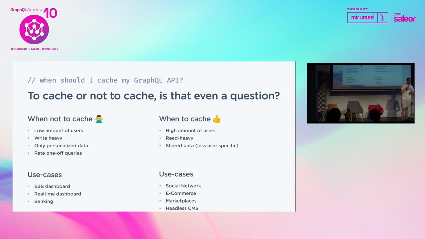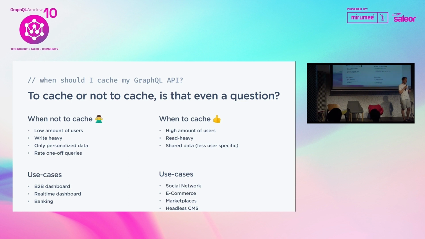It turns out that I'm actually a founder of a caching company, but I want to tell you when not to use it, because caching can be complicated. It can make a really big impact on your performance, but sometimes it's not worth it. So when is it not worth it? It's not worth it when you have a low amount of users, it's write heavy, very personalized data, or you have one-off queries. So basically when you can't have a high cache hit rate, it's not that useful. And if you, for example, have a dashboard that only 3 people open, maybe you don't want to implement it.